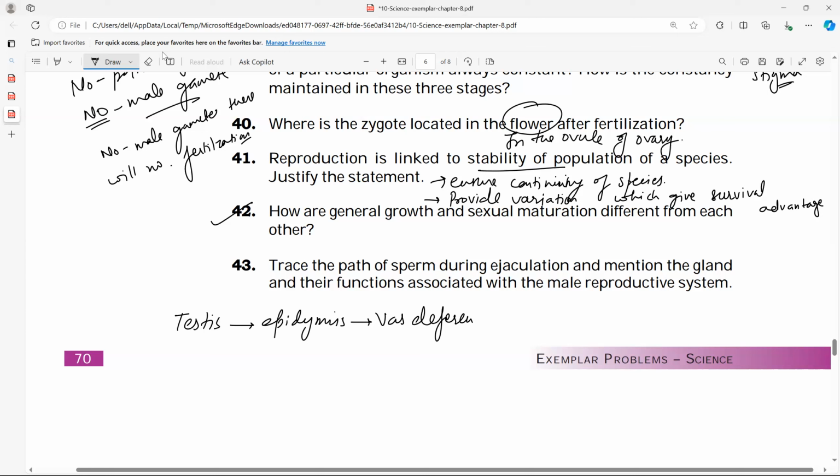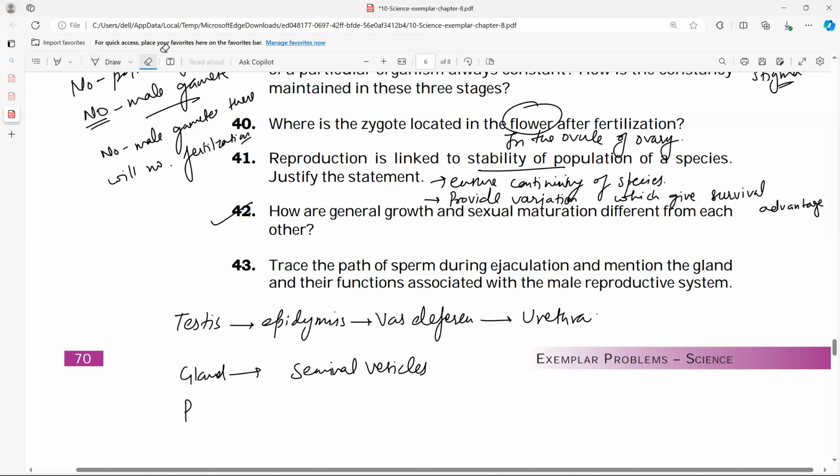Okay. Then testis, epididymis, vas deferens. Then we have urethra. And the glands are seminal vesicles and prostate gland. Seminal vesicles and prostate glands.